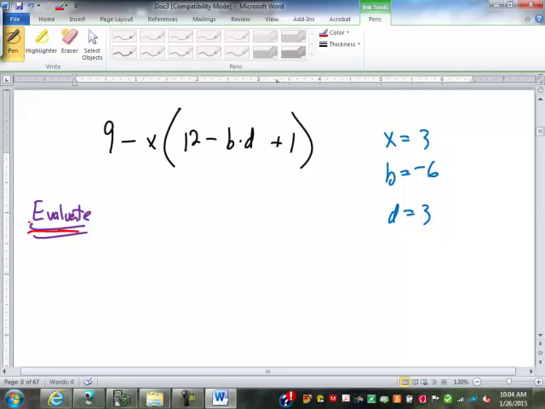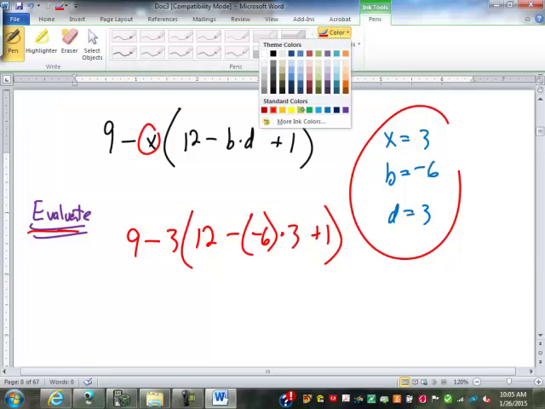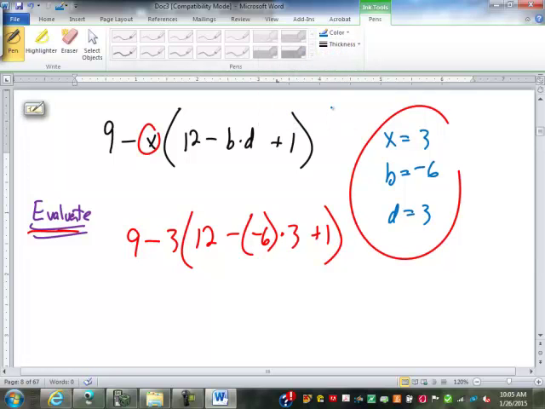So anyway, evaluating here means we're going to replace all these variables with the values we give them over here. So 9 minus x becomes 9 minus 3. 12 minus d is going to become a negative 6. I'm going to put it in parentheses there. Times d is 3 plus 1. Now, I stress, whatever you do, do not do this. I will catch at least half of you on the test doing this. Don't do 9 minus 3 equals 6. Why not?